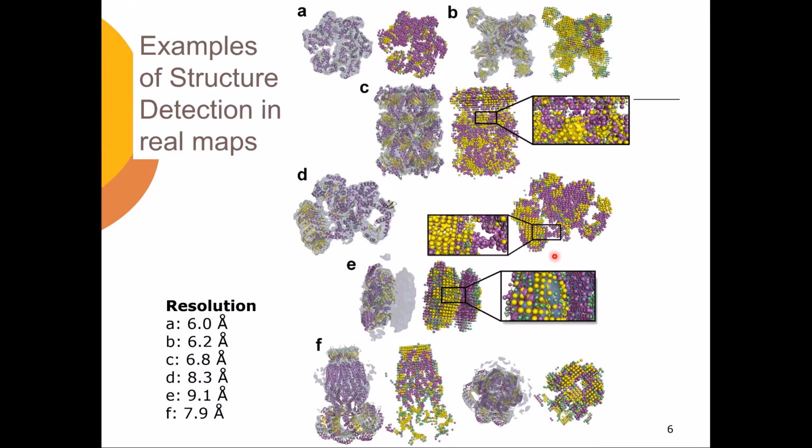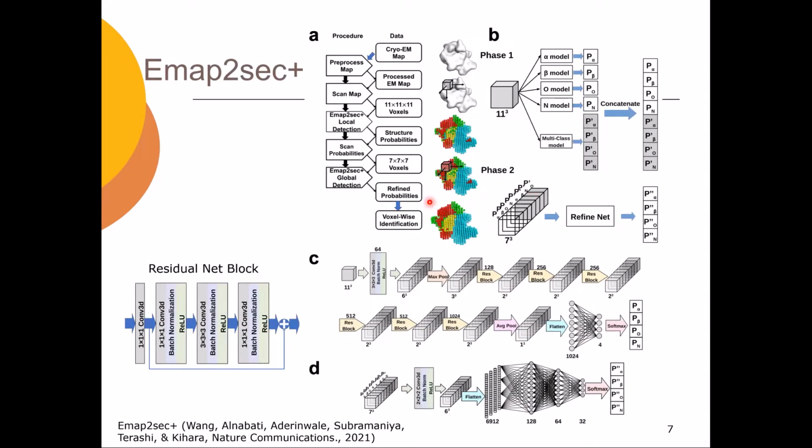And sometimes, for example here, we can also see the alpha helix connecting these two domains very clearly. We think if you have a structure to fit to the density, secondary structure detection could guide you in fitting the structures. We can also extend the method to include DNA or RNA. So now in EMAP2-seq plus, the plus is the addition of nucleic acid, DNA or RNA.